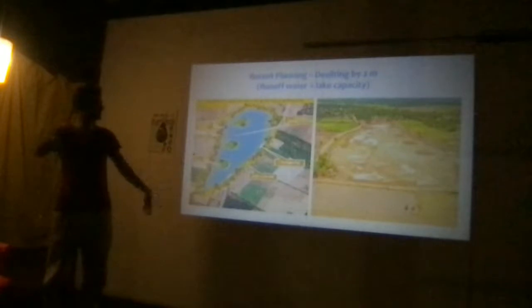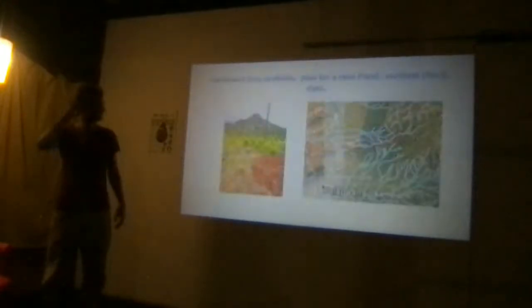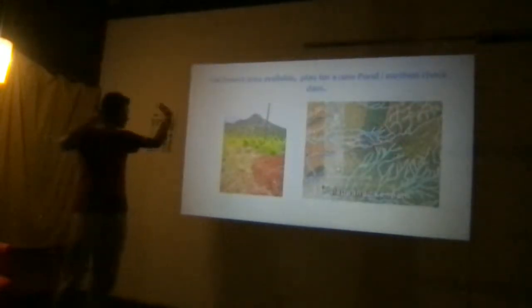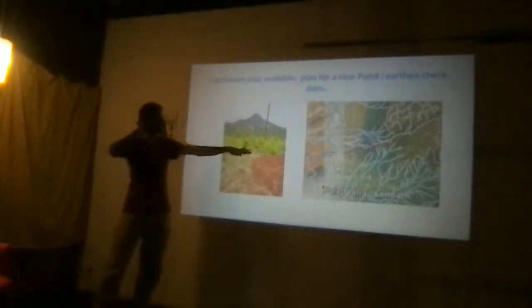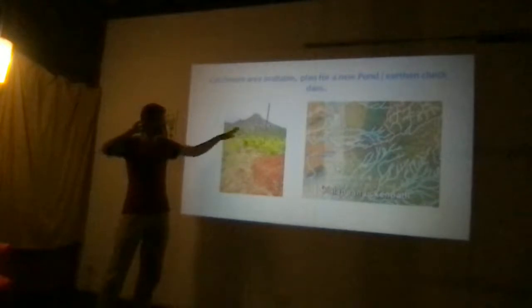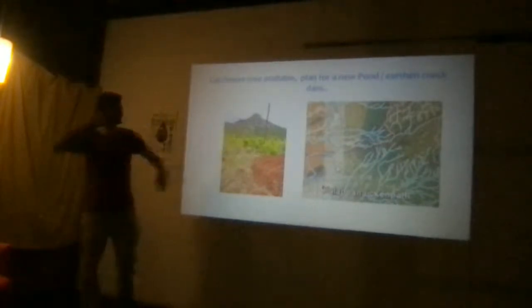So this is one example of lake restoration. This is one place where we created new lakes because there is a lot of runoff from Kolli Hills, but the wells in the area were drying up fast in summer, so we did some major work there.